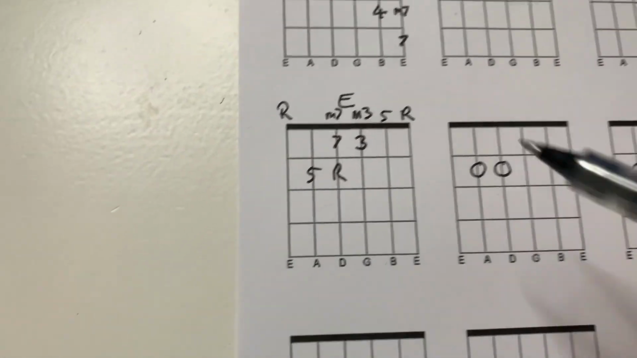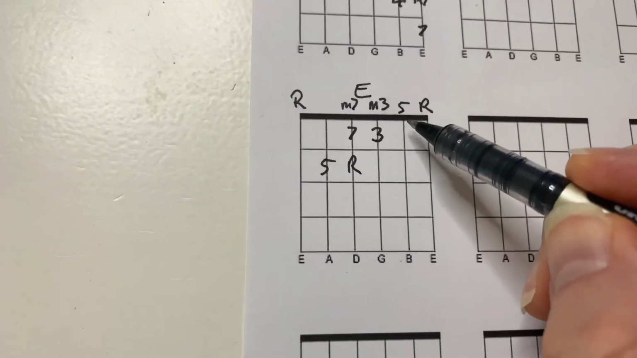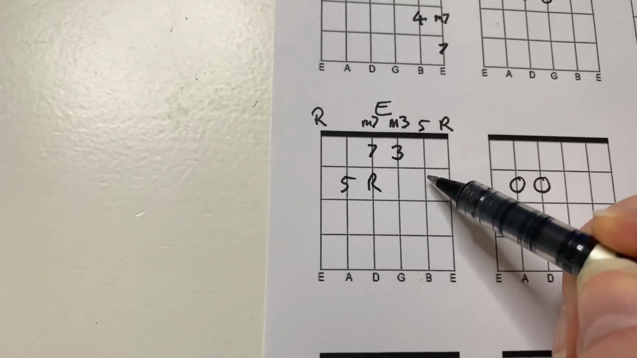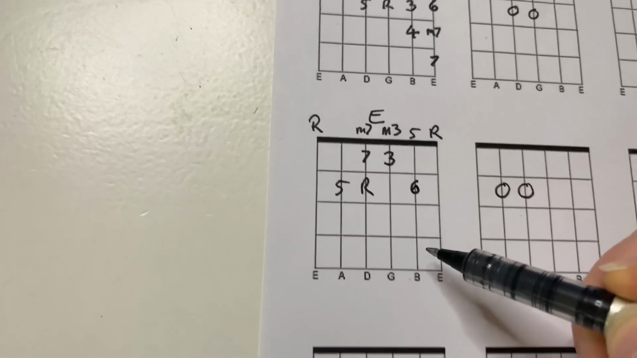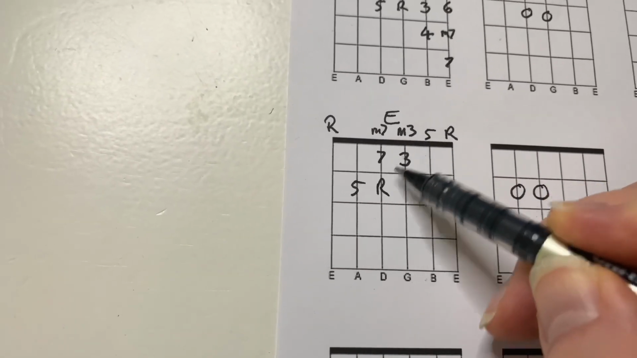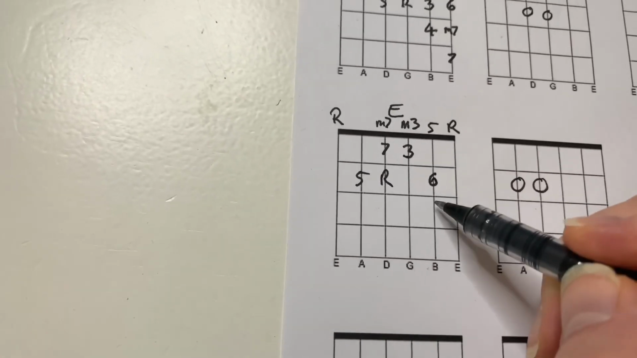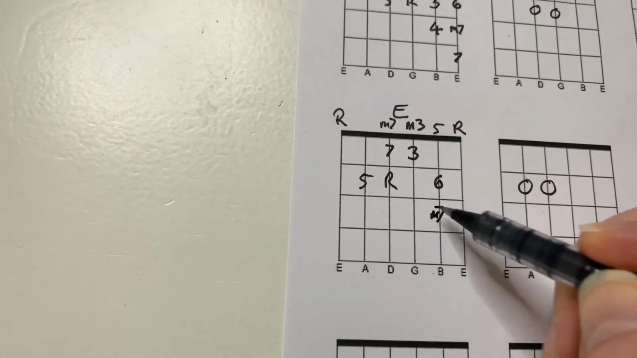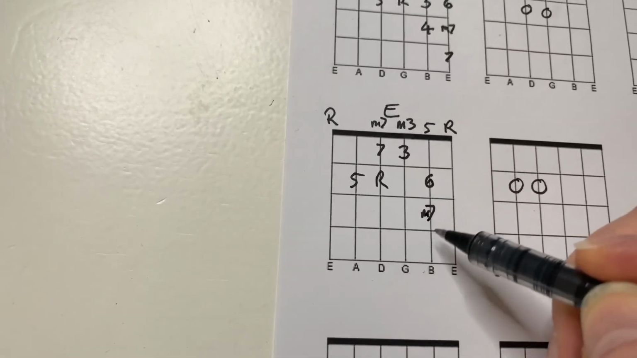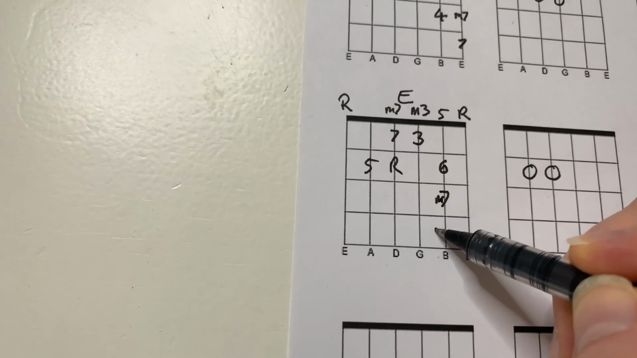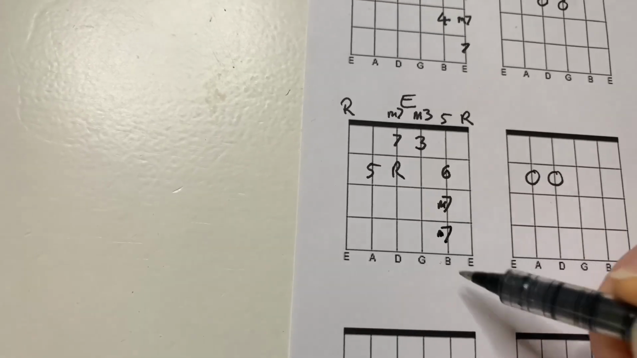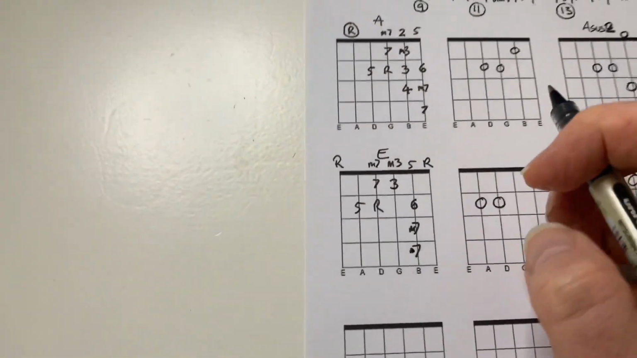Now, we have our 5th here. We know that that's our 6th. So, there's your E chord. Well, that one would be an E6. Minor 7th, that would be an E7. And, sorry, there's your major 7th there.